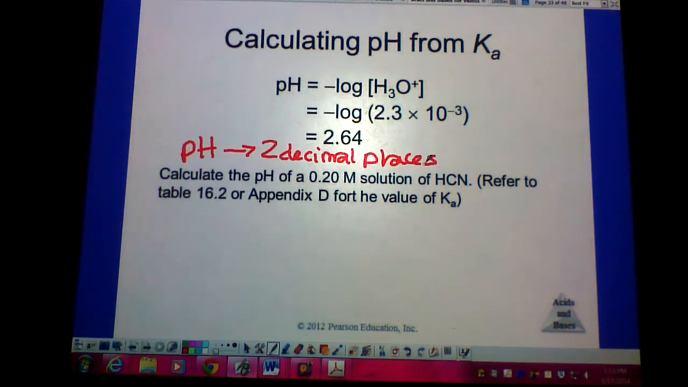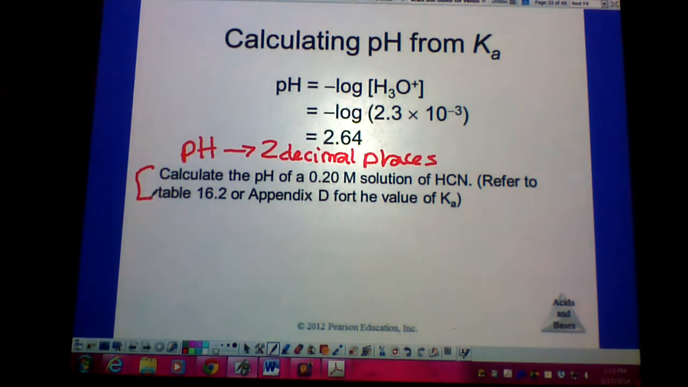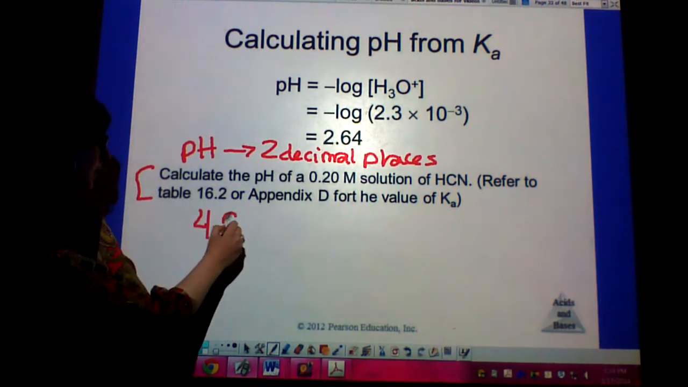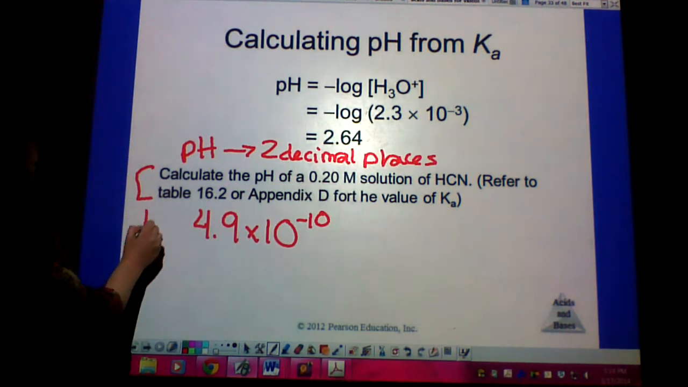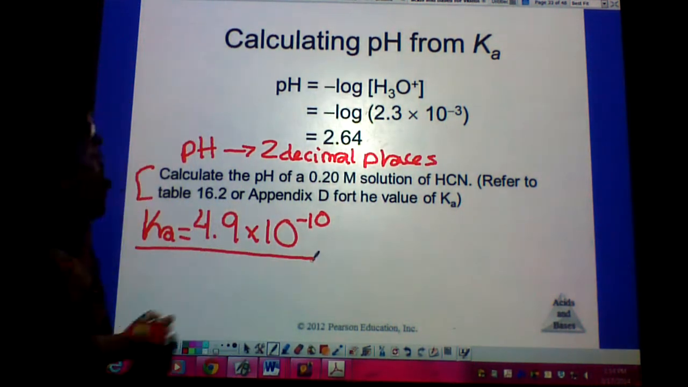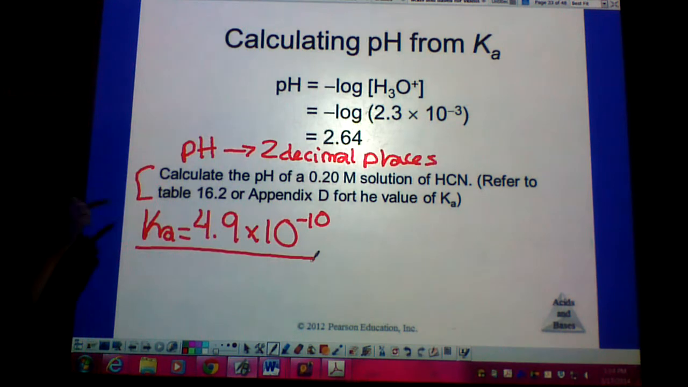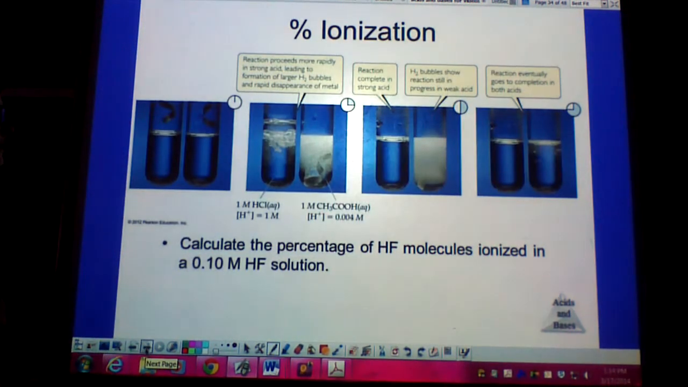Okay, on this next problem, it says calculate the pH of a 0.2 molar solution of HCN. It says refer to table 16.2 or appendix D for the value of Ka. The Ka for HCN is 4.9 times 10 to the negative 10th. So you're going to calculate the pH of a 0.2 molar solution given Ka. I would like you to try this for homework, and we'll look at it first thing tomorrow when you come in.